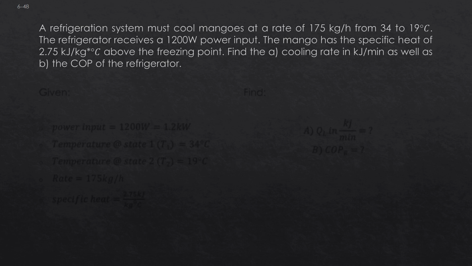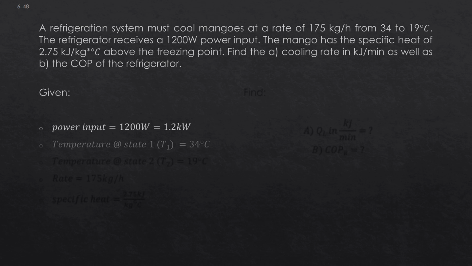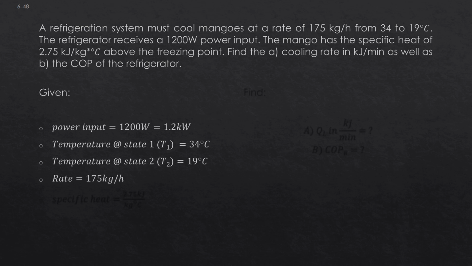Find the A. Cooling rate in kilojoules per minute, as well as B. the COP or the coefficient of performance of the refrigerator. Listing all the given, we have power input equals 1200 watts, which is also equal to 1.2 kilowatts. Temperature at state 1 is equal to 34 degrees Celsius. Temperature at state 2 is equal to 19 degrees Celsius. We have a rate of 175 kilograms per hour and a specific heat of 2.75 kilojoules per kilogram degrees Celsius.